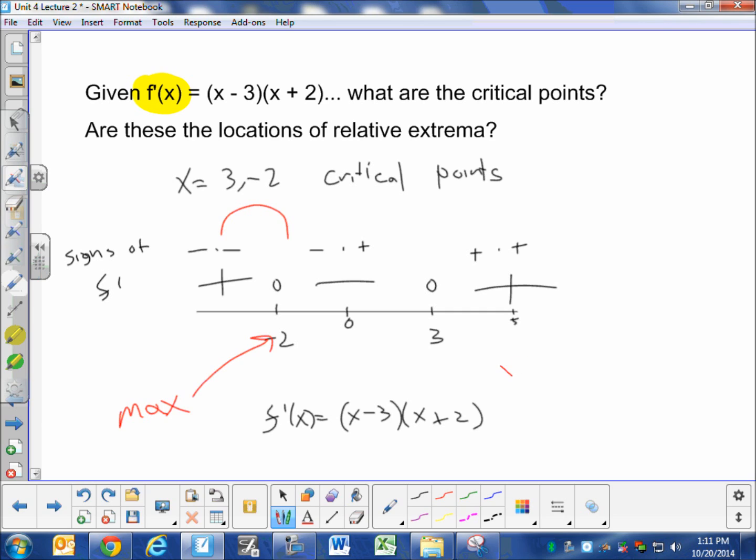And at 3, Mr. Schlageter, sorry, it's a min. Because the derivatives go from negative to positive here. And we're looking from left to right. And that sometimes trips people up. I like to look at things from right to left a lot of times. But in this situation with these derivatives and this first derivative test, you must look from left to right.